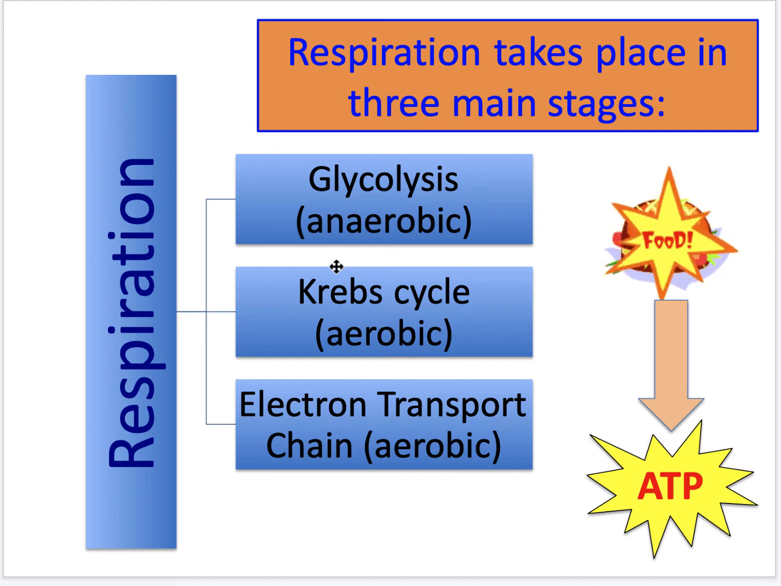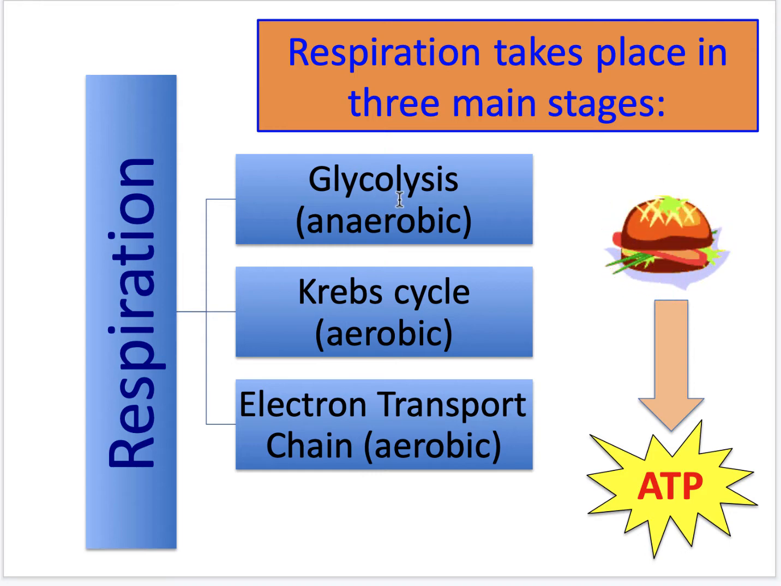So whether or not oxygen is available, the first step of taking glucose and turning it into ATP is glycolysis. Glycolysis itself does not need to have oxygen, and glycolysis itself occurs in the cytoplasm. Glycolysis makes 2 net ATPs and 2 molecules of what is called pyruvic acid.